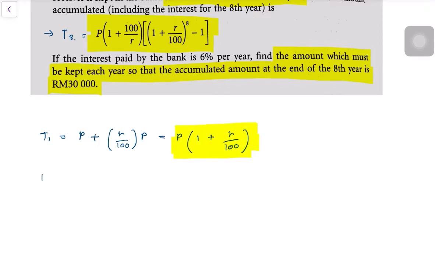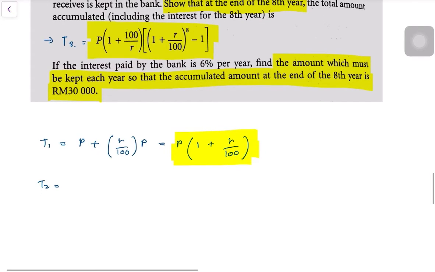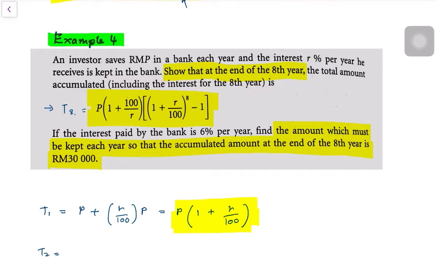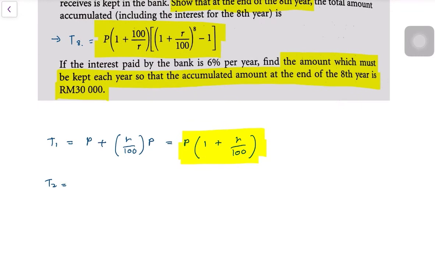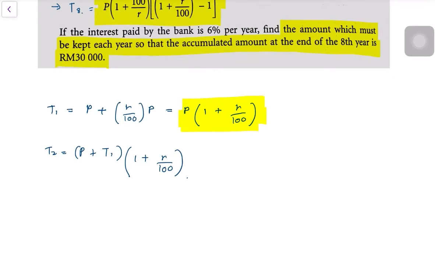The second term, which is T2, comes in the second year after the investment. It should start from T1, since the value of P is saved yearly, so on the second term we should have the value of P as well, plus T1, and then multiply by the interest, which is 1 plus R over 100. The same procedure as for the first term. According to this we have to substitute the expression of T1, so here I'm going to substitute T1 with P times 1 plus R over 100.